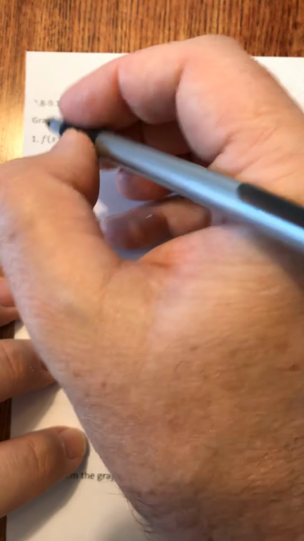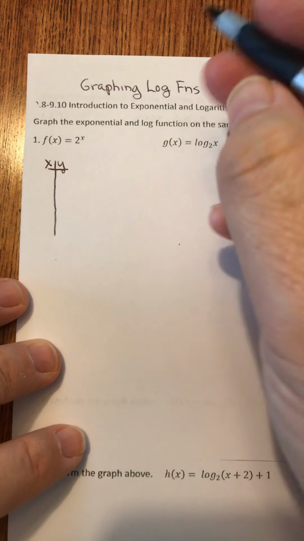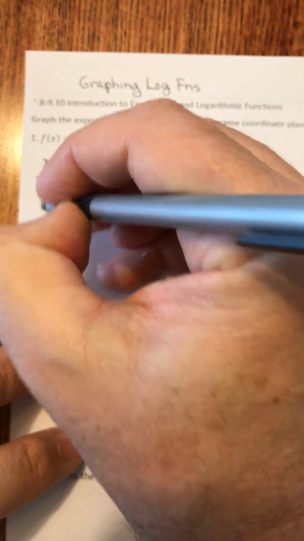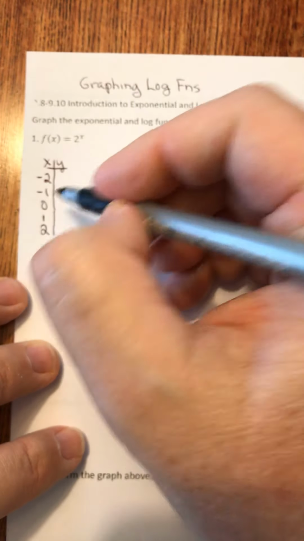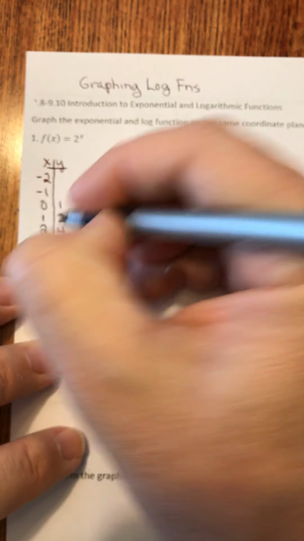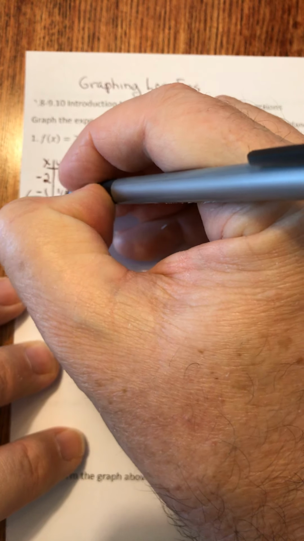But if you remember when we graphed these, we first made an XY table, and an exponential has a domain of all real numbers, but we use -2, -1, 0, 1, and 2. And if you plug those in, I like to start here. 2 to the 0 is 1, 2 to the first is 2, 2 to the second is 4, and these other ones are just the reciprocals. These two are related because they're reciprocals. So that's 1/2 and that's 1/4.